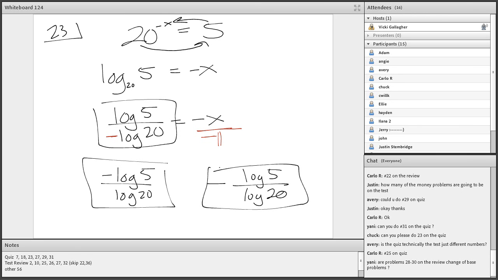No, the quiz is not technically the test with different numbers. We do try to stay pretty loyal to, if it's not on the quiz and it's not on the test review, we probably won't put it on the test, just because we want you to be able to have those papers to study when you're getting ready for your test. But I think tomorrow's test is going to be different than what this quiz looks like. It will be somewhat the same, but it's not going to be just a carbon copy of the quiz.